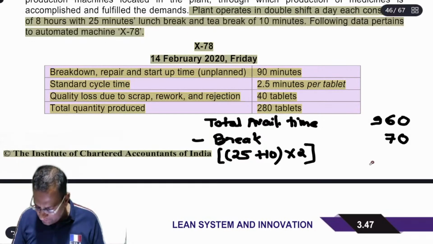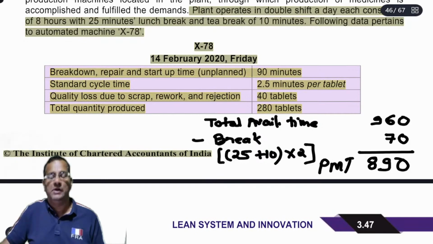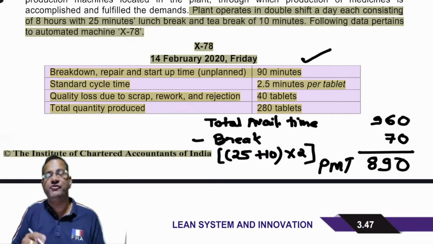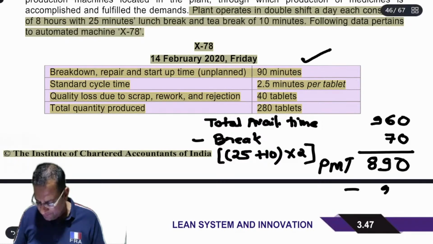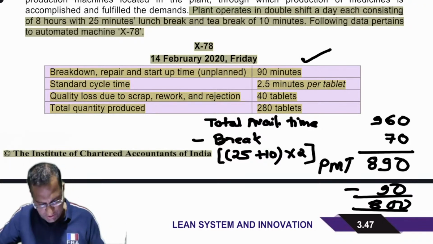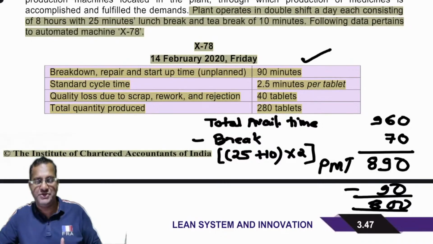Okay, so the plant time available to us is 890 minutes. This is the plant machine time. Out of that, 90 minutes are unplanned. It means abnormal idle time. Therefore, the actual time available is 800 minutes. Is the calculation clear? If there is any doubt here, you can ask me, beta. Any doubt in this calculation?